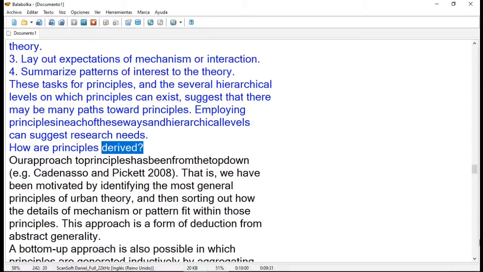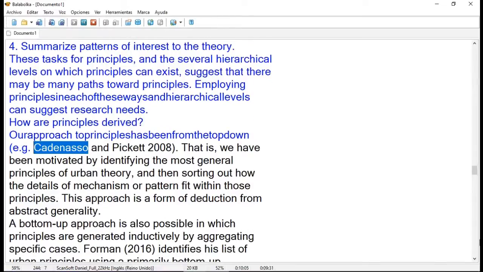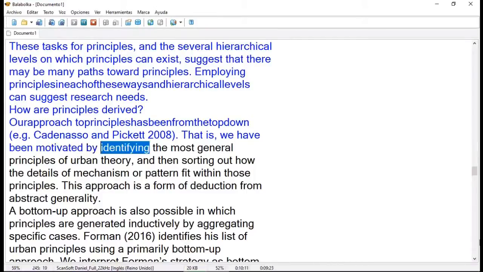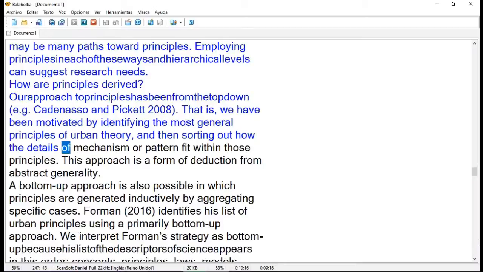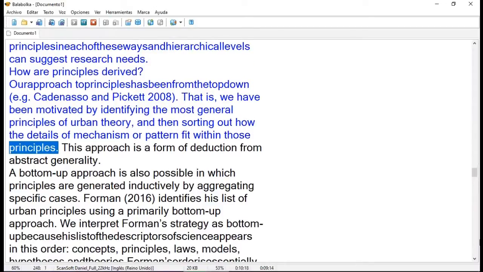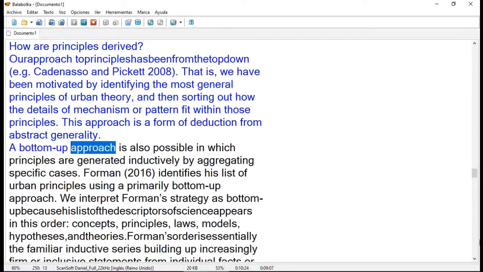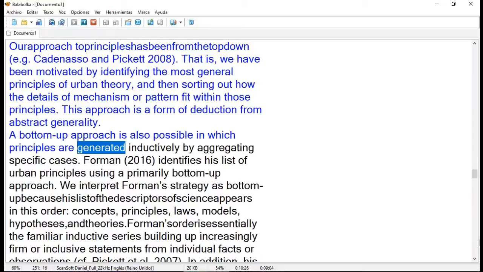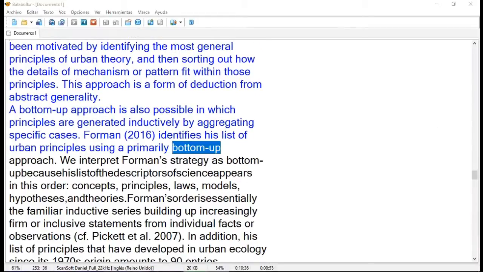How are principles derived? Our approach to principles has been from the top down, for instance Cadenasso and Pickett, 2008. That is, we have been motivated by identifying the most general principles of urban theory, and then sorting out how the details of mechanism or pattern fit within those principles. This approach is a form of deduction from abstract generality. A bottom-up approach is also possible, in which principles are generated inductively by aggregating specific cases. Forman, 2016, identifies his list of urban principles using a primarily bottom-up approach.